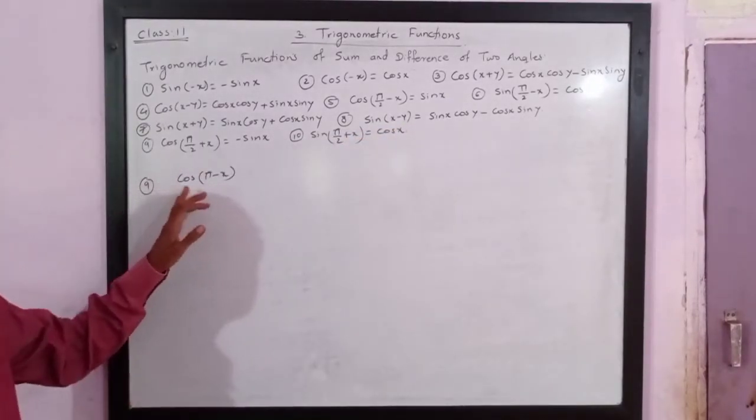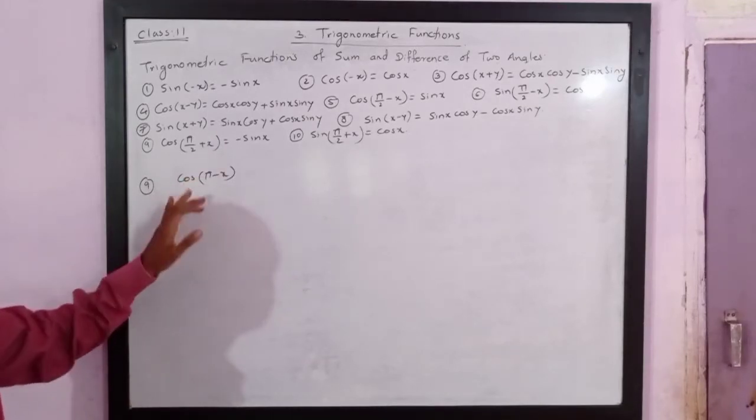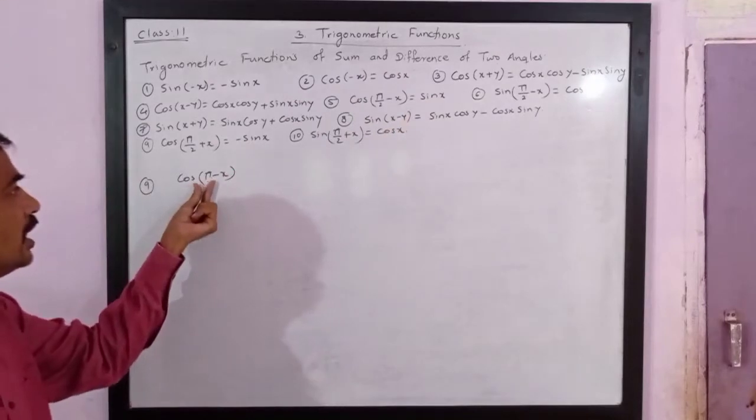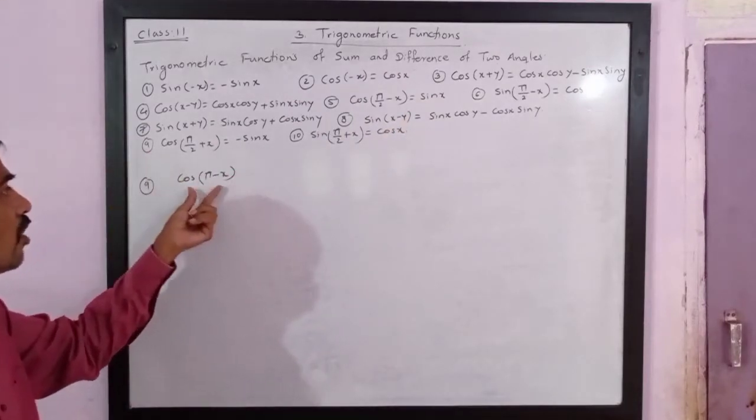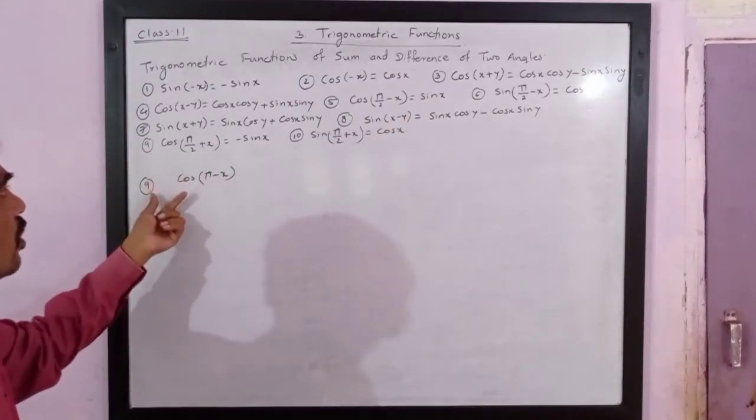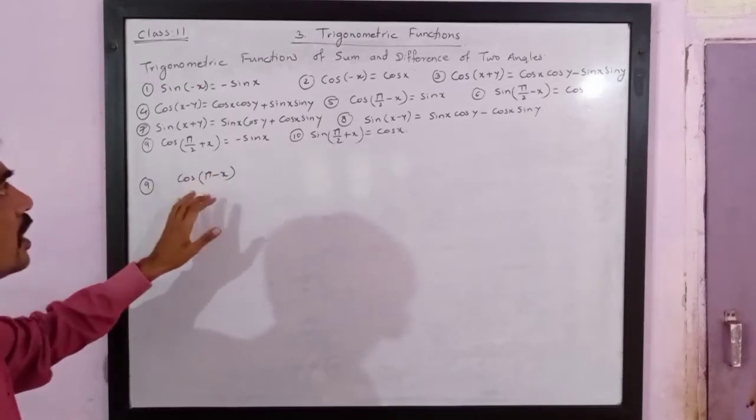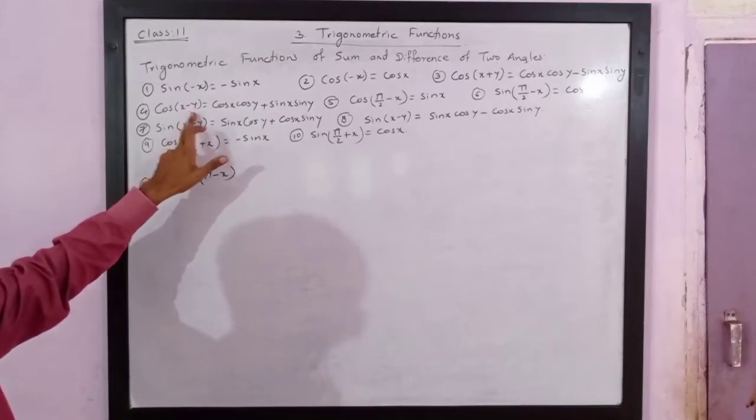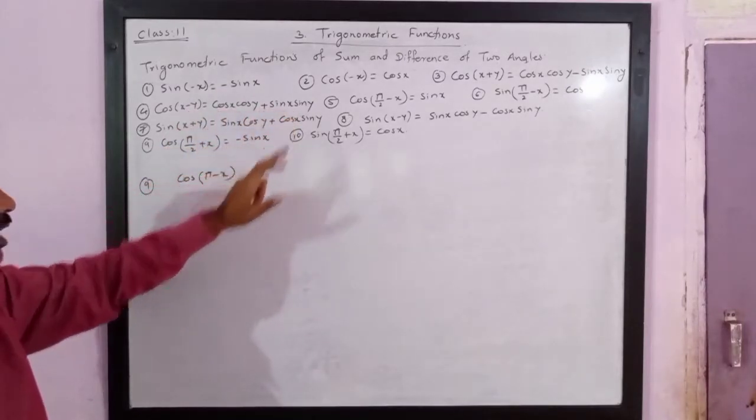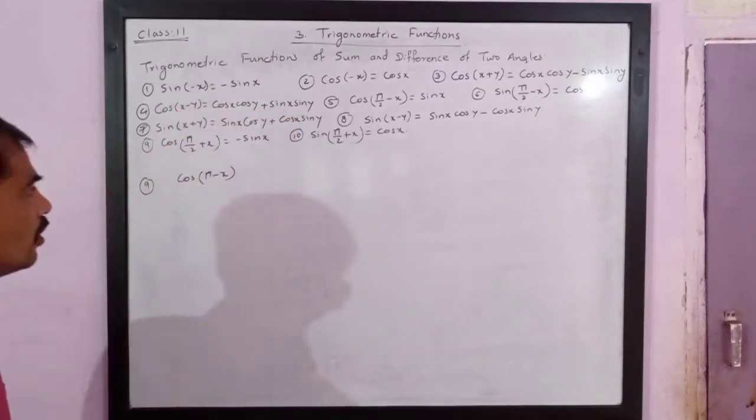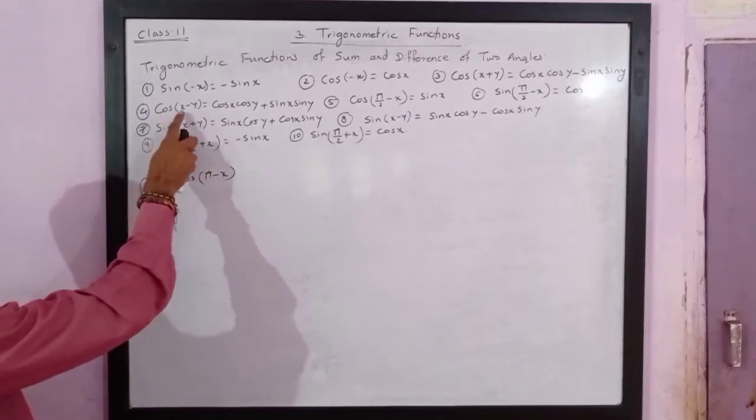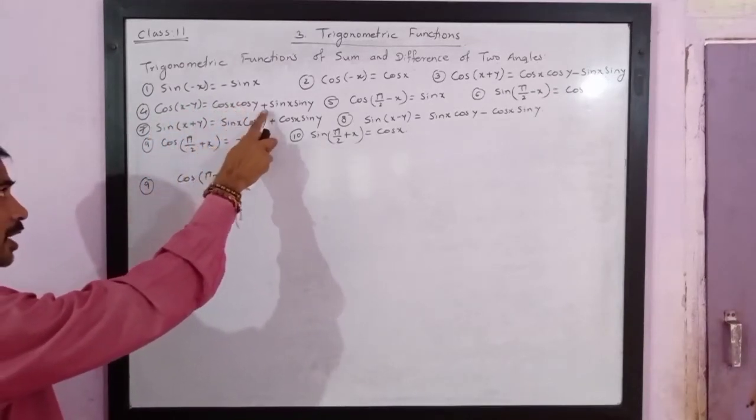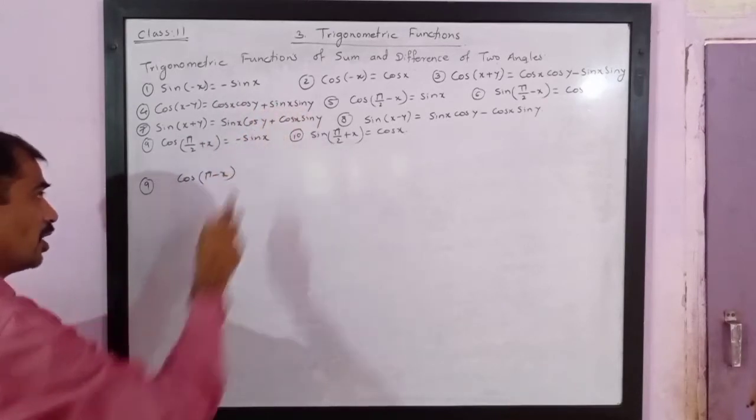Dear friends, next is cos of pi minus x. We are studying the trigonometric functions of sum and difference of two angles. So the first angle is pi and the second angle is x. For the difference of two angles we are going to find the trigonometric function. Now we have for this cos of x minus y. Cos of x minus y is equal to cos x cos y plus sin x sin y. So the same identity we are going to use. Here you can understand cos of first angle minus second angle is equal to cos of first angle into cos of second angle plus sin of first angle into sin of second angle.